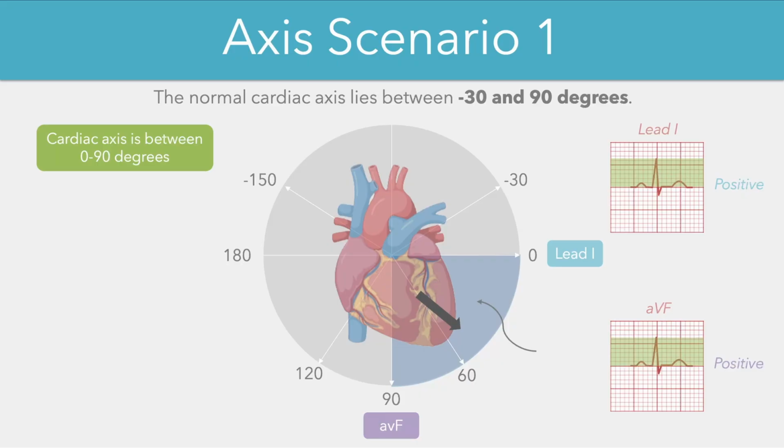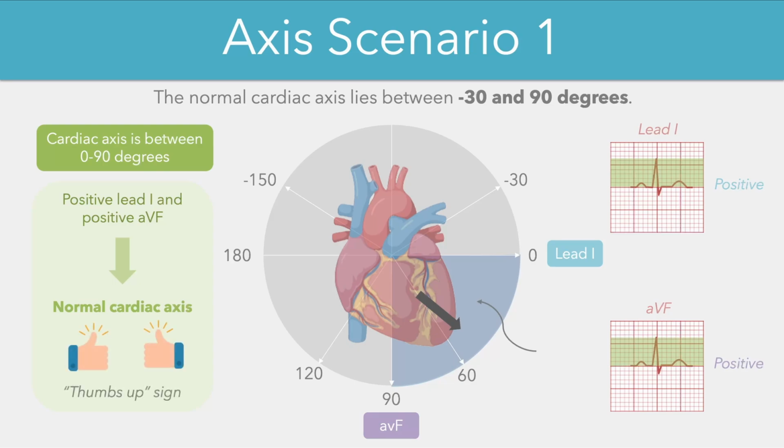Combining this information together, we can say that if we have a positive lead 1 and a positive lead AVF, it indicates a normal cardiac axis. We can remember this as a thumbs up appearance because both lead 1 and AVF have a positive deflection.